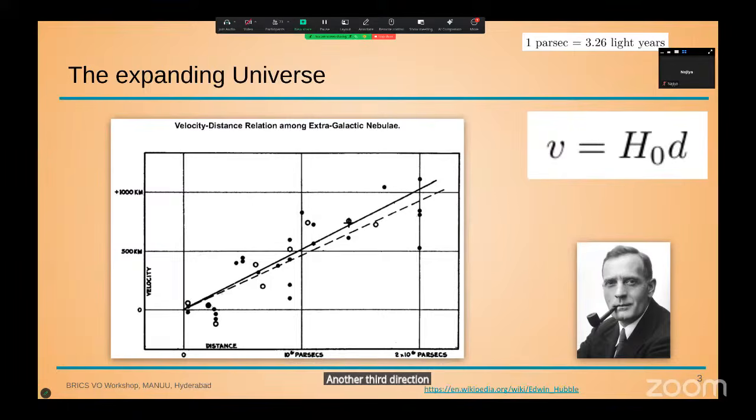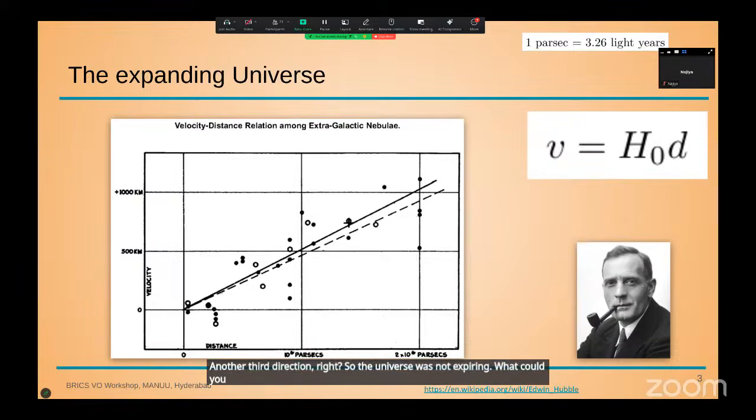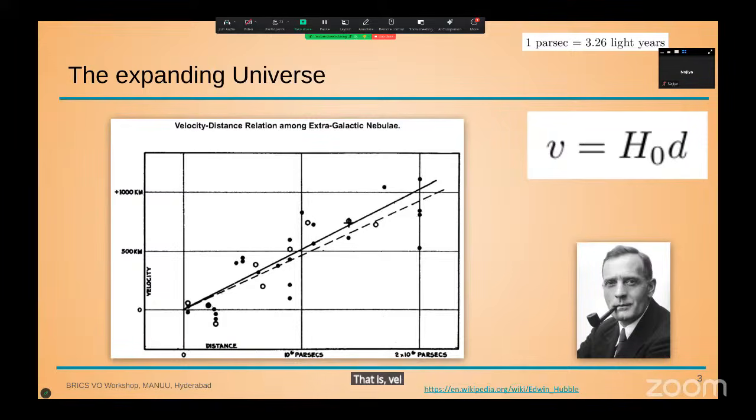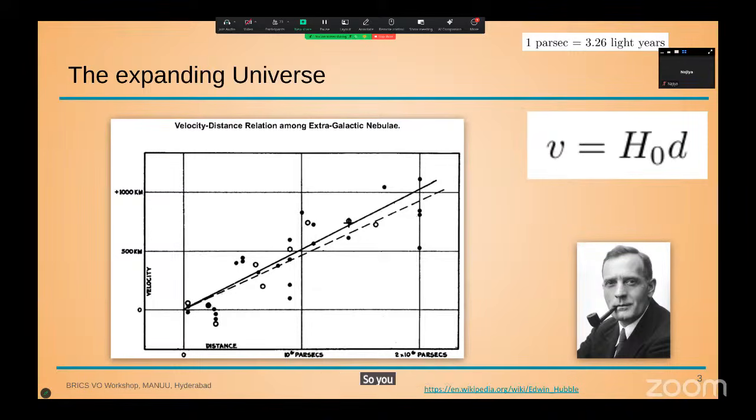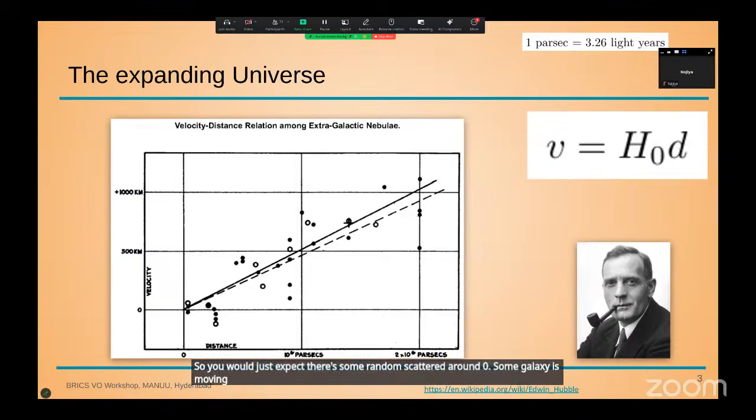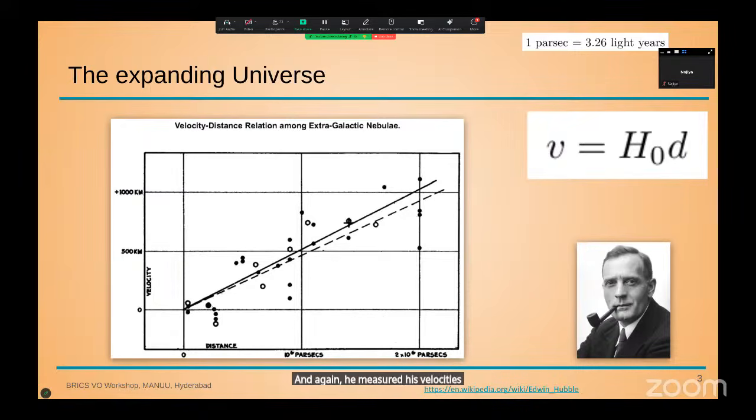Right? So if the universe was not expanding, what would you have expected? That these velocities will have no correlation whatsoever as a function of what distance they are at. So you just expected some random scatter around zero. Some galaxies moving away from you, some galaxies moving towards you. That's all. And the way he measured these velocities was via the Doppler effect.